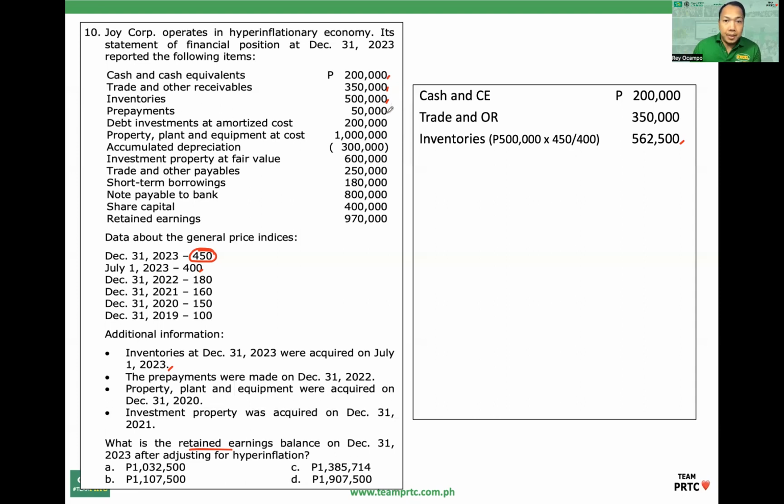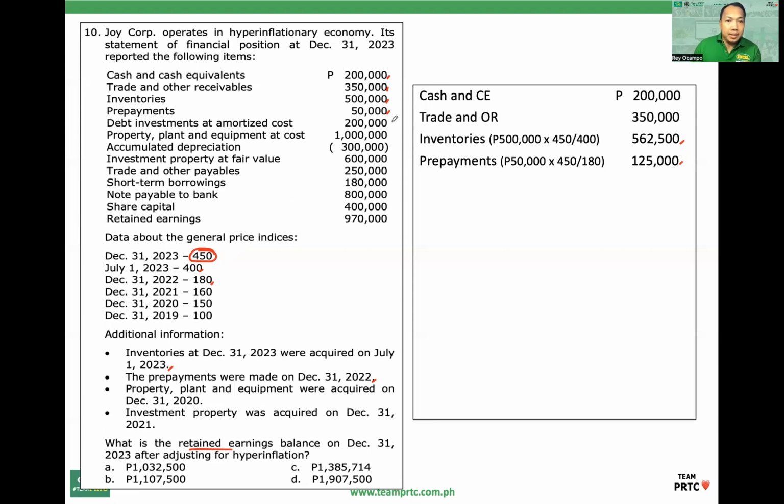Okay, next. Prepayments, monetary? No. So, restated. How? That's 50,000 times the year-end index over the index at the time of prepayment. The prepayments were made on December 31, 22. So, the price index at that time is 180. So 50,000 times 450, the year-end price index, over the price index on December 31, 22. As restated.